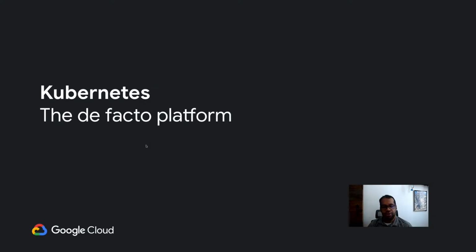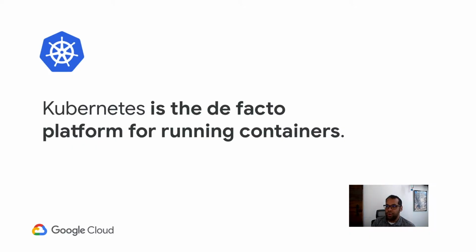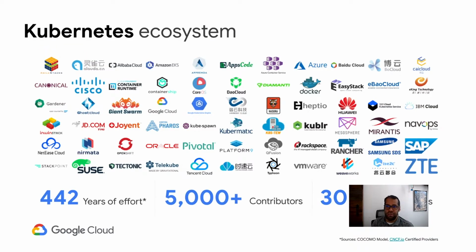Now, I want to start by talking a little bit about Kubernetes, and I think everybody who works in the cloud today knows what it is, so we'll try to make this quick. Kubernetes is kind of the de facto platform for running containers. Don't believe me? Look at all these people. This is an exact number, might be a little dated, of the large Kubernetes ecosystem. And this is actually just a really small one.